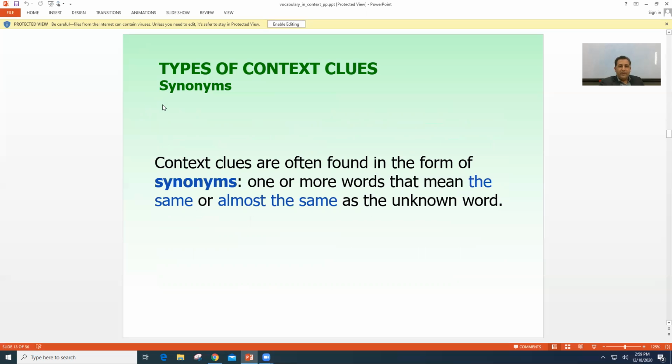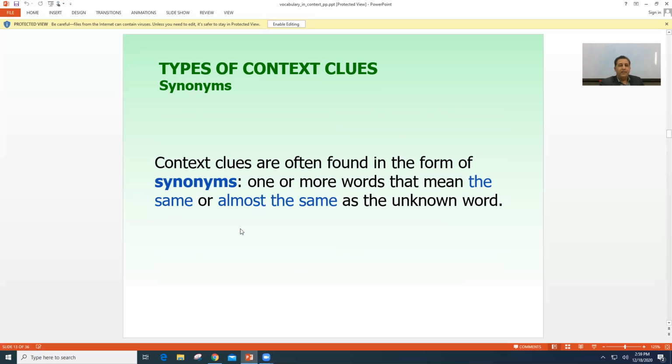Okay, so we are done with the first type of context clue, which is example clues. The second type of context clues is synonyms. Now, context clues are often found in the form of synonyms. One or more words that mean the same or almost the same as the unknown word. So what does a synonym mean? Synonym means a word which has the same meaning or almost the same meaning.